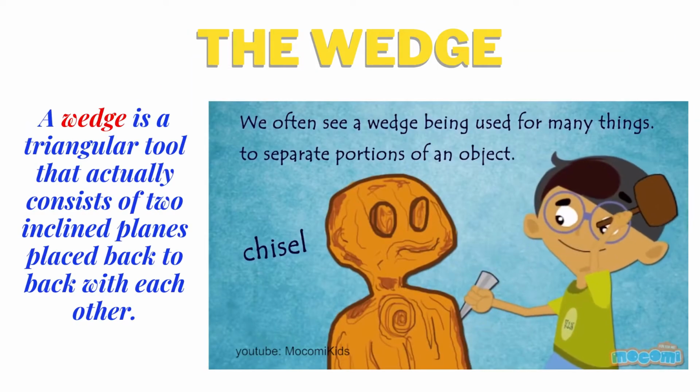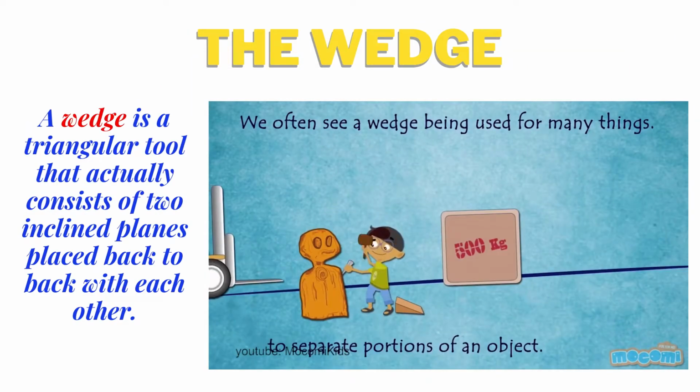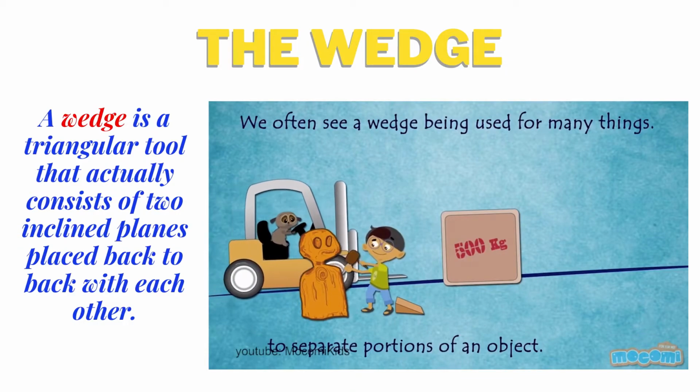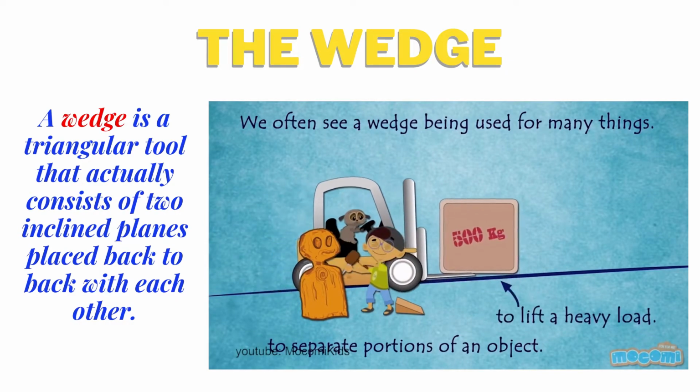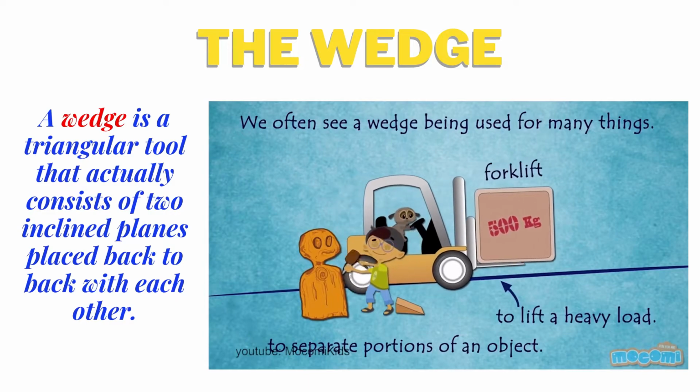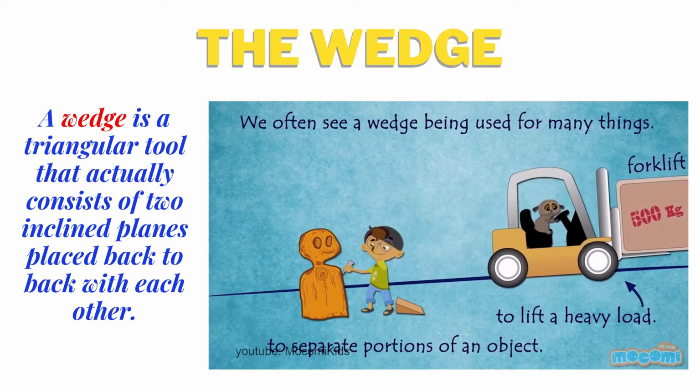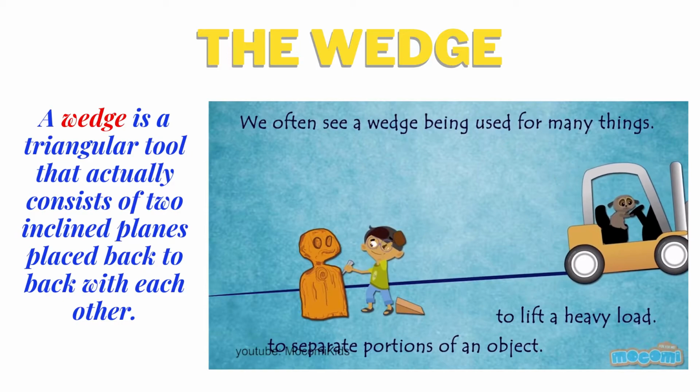The wedge. A wedge is a triangular tool that actually consists of 2 inclined planes placed back to back with each other. It is used in several ways: to split an object into 2, to separate 2 objects, to lift an object, or to hold an object in place.